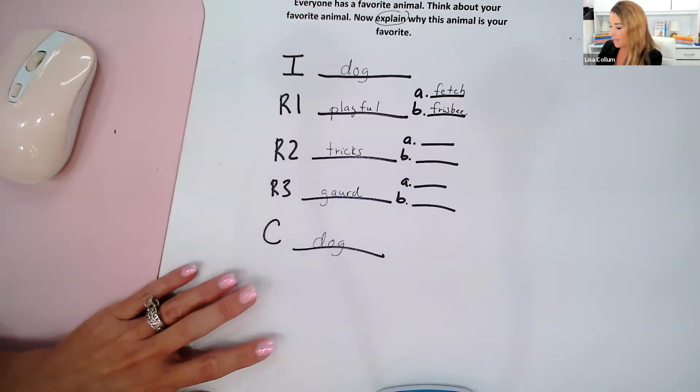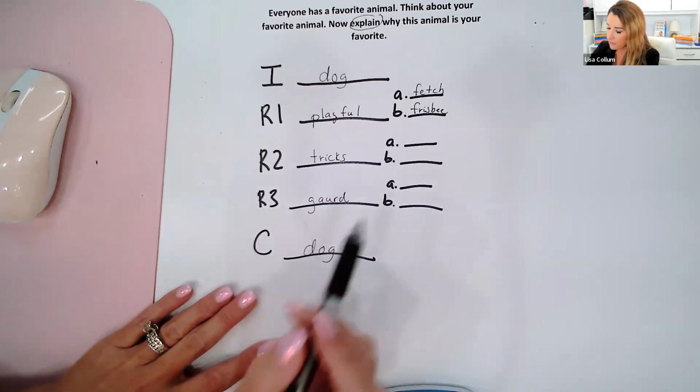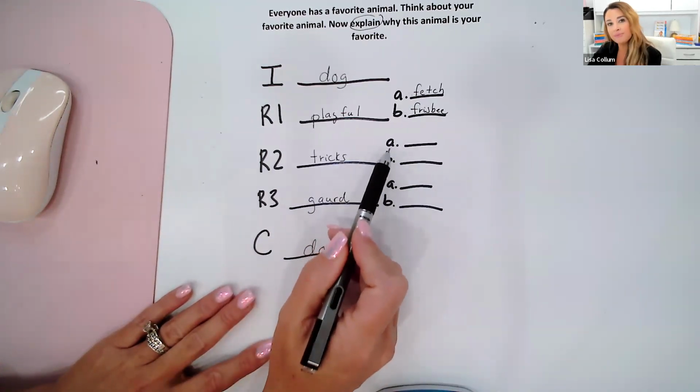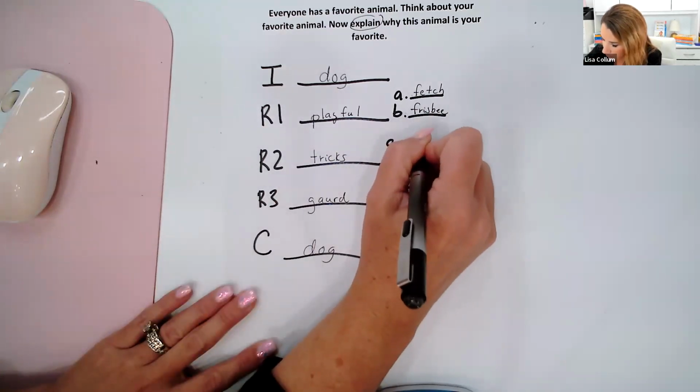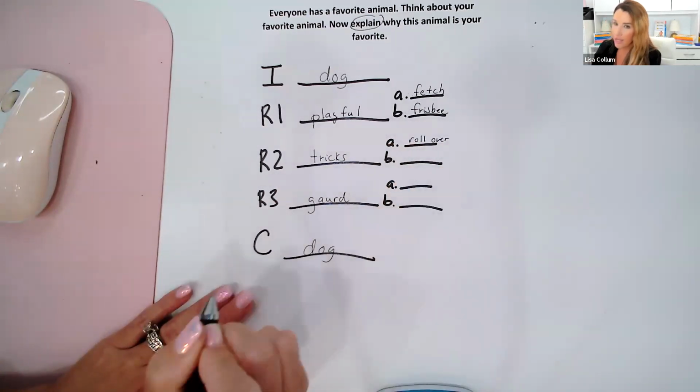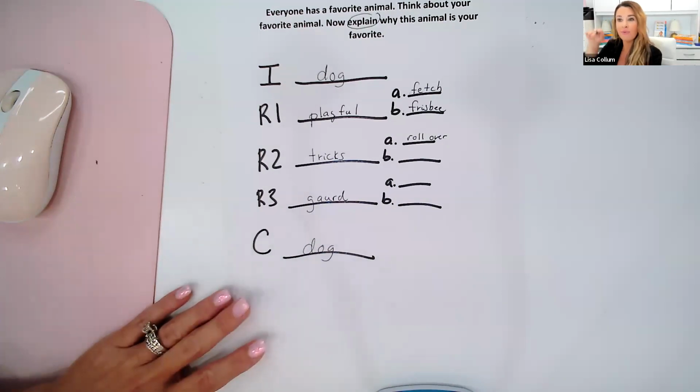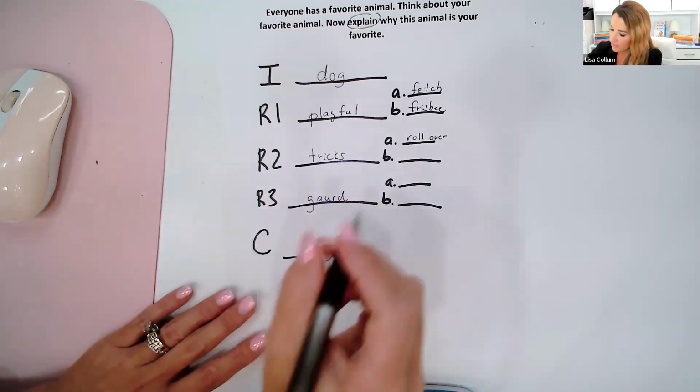For tricks, let me think. I need to put up 2 tricks here. What's one trick? My dog can roll over. That's a cool trick. Roll over. And then another trick is she can give paw. If I tell her, give me your paw, she gives paw.